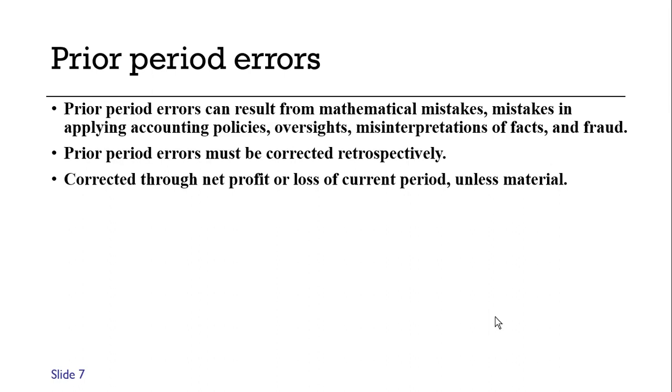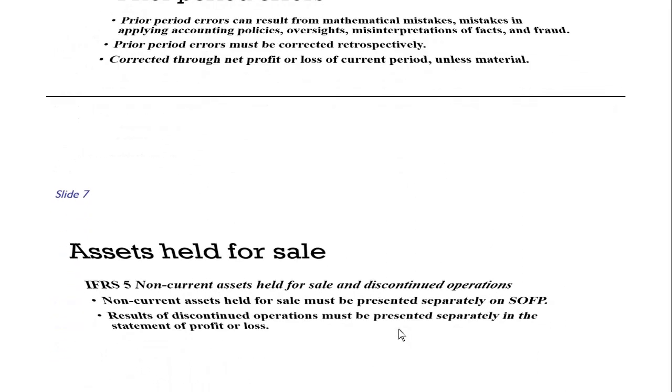Prior period errors must be corrected retrospectively. If we found out that one of our employees was involved in, let's say, theft of cash or an asset in the previous year, we must recognize a charge, a loss in our profit or loss for the previous year, and of course that will reduce retained earnings for the current year. So all these mistakes must be corrected, or prior errors must be corrected through net profit or loss of the current period, unless material. So I want you to focus on that.